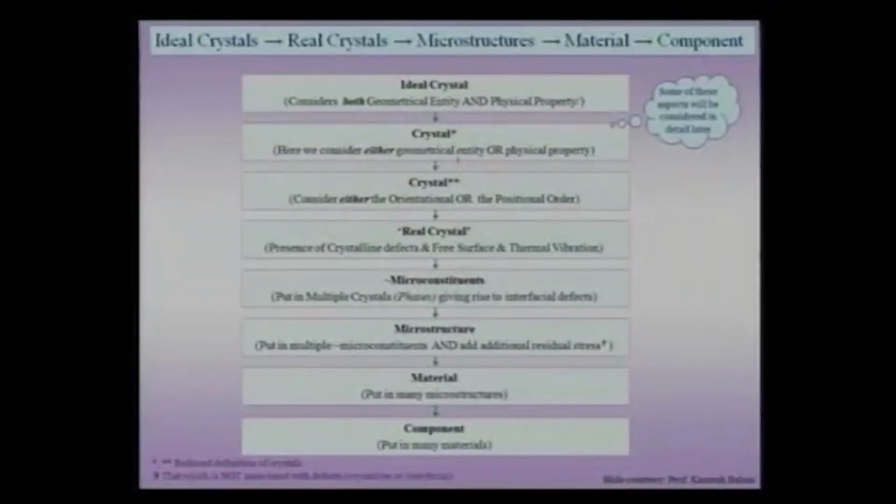But as I said, microstructure itself gives an important handle onto the properties, and therefore I need to have a definition of a microstructure and an understanding of the microstructure, which of course starts from various length scales, and the first starting point would be an ideal crystal. So, I have a material in which there are many microstructures, and finally I have a component which could be a combination of many materials.